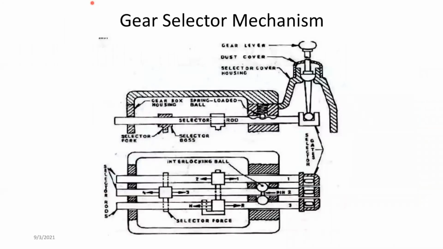The usual H-pattern selector mechanism looks somewhat like this. I'm not exactly sure whether you can understand this image, so let me try to explain it as much as possible. Over here we have the gear lever, which is suspended on a ball on the gearbox, or the transmission itself. Then we can move it forward, backward, left and right. If you look at it from the top, we have something that looks like this.